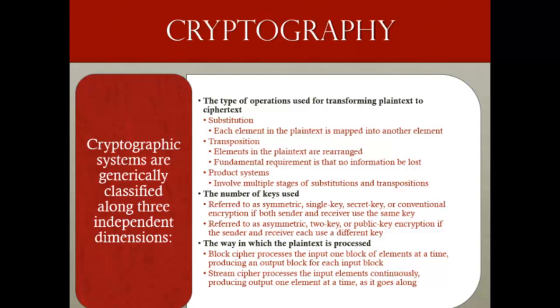Cryptographic systems are generally classified along three independent dimensions. 1. The type of operations used for transforming plain text to ciphertext. All encryption algorithms are based on two general principles. Substitution, in which each element in the plain text, bit, letter, group of bits or letters, is mapped into another element. And transposition, in which elements in the plain text are rearranged. The fundamental requirement is that no information be lost, i.e., that all operations be reversible.